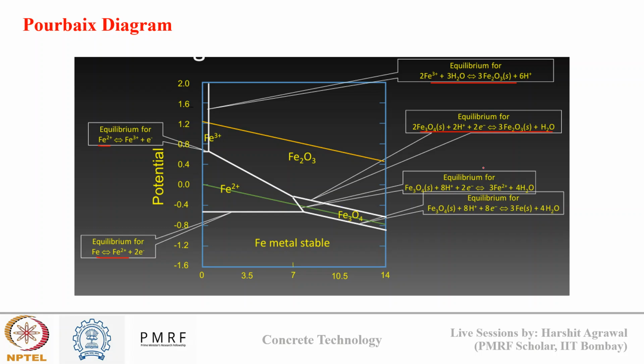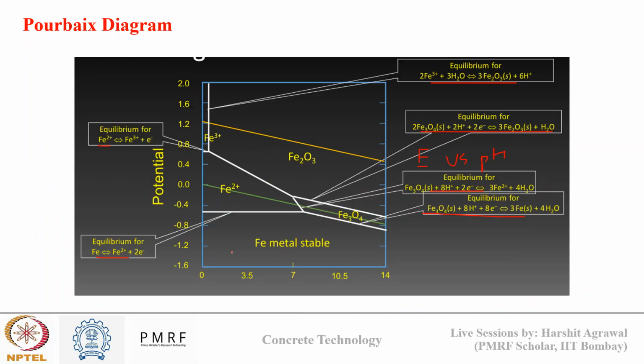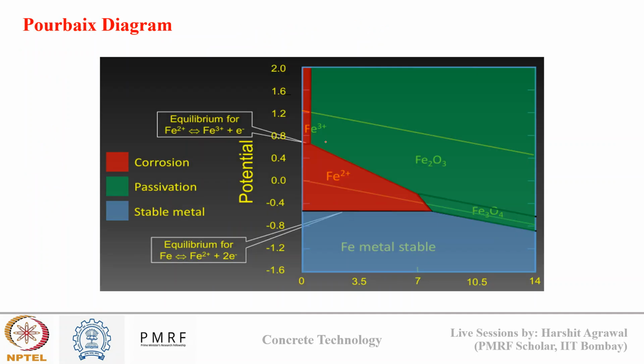So when we write the Nernst equation for all these reactions and you plot the E value versus pH value, in the Nernst equation you get a final relationship like this. As you vary pH, the E value will also vary. So when you make this plot of E versus pH for all these reactions, you will get a Pourbaix diagram like this. And in this again you can define the areas where the steel will be stable, or steel will be corroding, or steel will be in passive state.